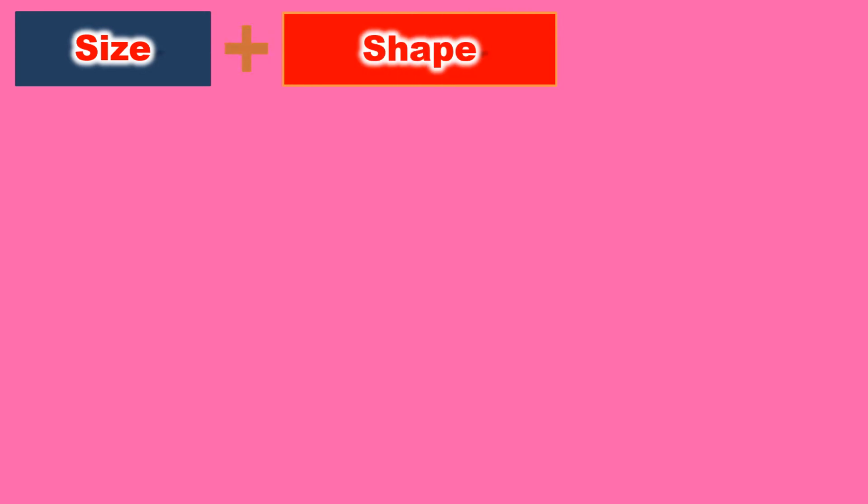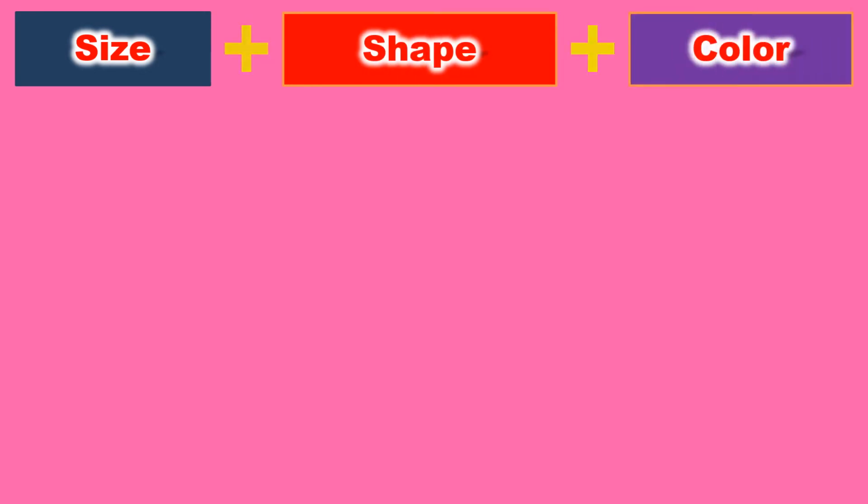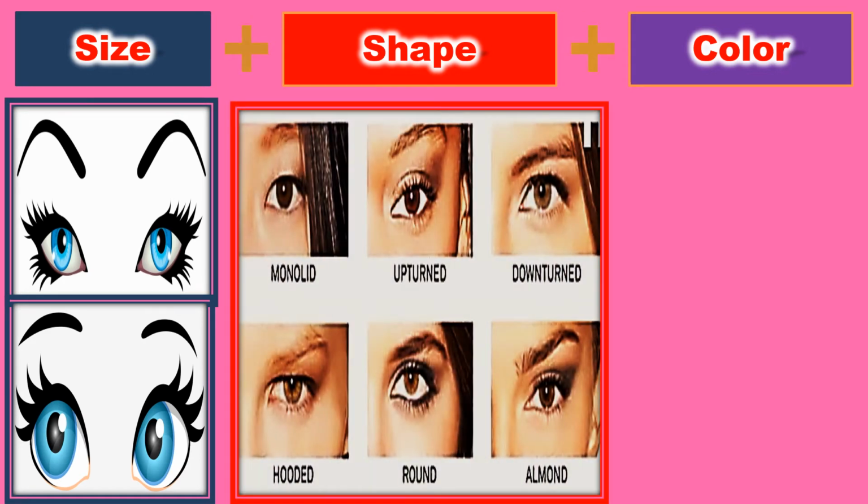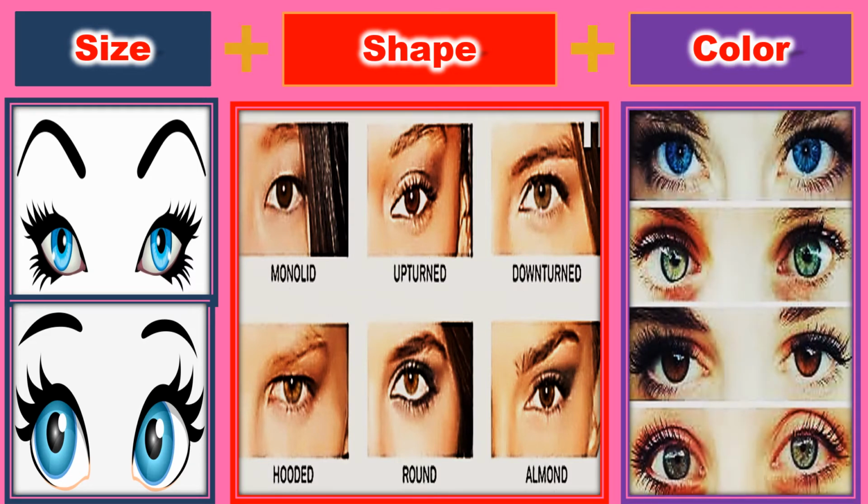So I want you to look at these photos. So you have the size, then plus shape, then plus the color. So you have your small and big eyes. Then these are some examples of the shape of the eyes. You have monolid, upturned, downturned, hooded, round, and then almond. For the color, you have the blue, the green, the brown, and then the gray.